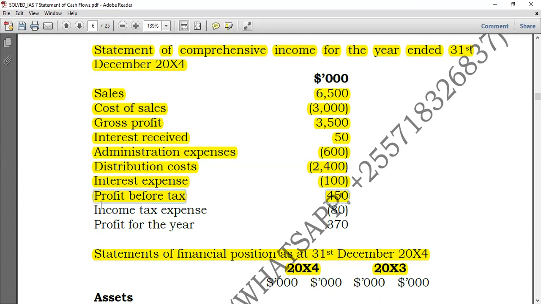After profit before tax, going down, we find the word income tax expense. And now a thing here becomes much, much easier. Why would I say it becomes much, much easier? I have an income tax expense of 30.